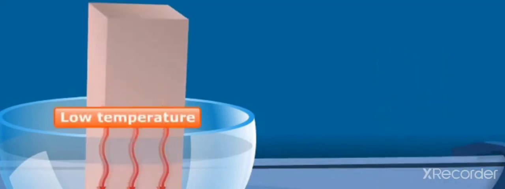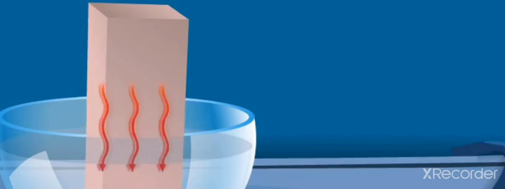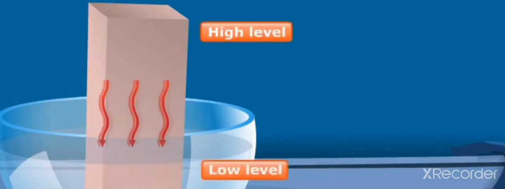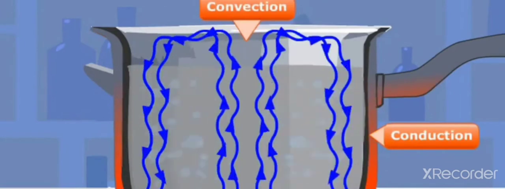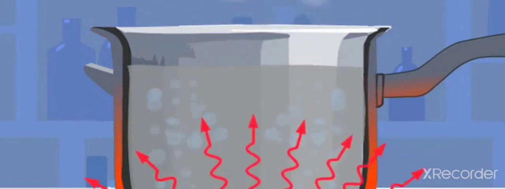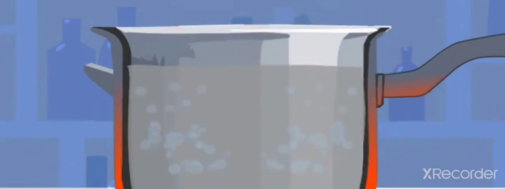Flow of heat takes place in a particular direction, from bodies at high temperature to bodies at low temperature, as water flows from a high to a lower level. There are three modes of transfer of heat from one place to another place. These are conduction, convection, and radiation.